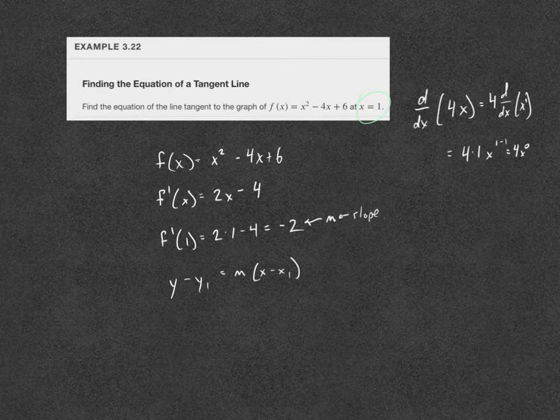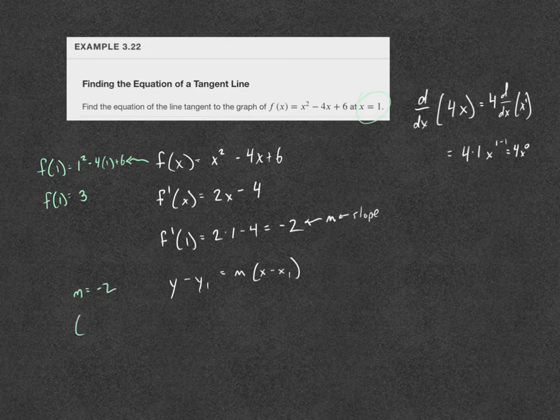If I substitute into a function, a regular f function, that spits out y-coordinates. If I substitute into a derivative, that spits out slopes. Big difference there. So off to the left here, I want to know what is f of 1. That's going to give me my y-coordinate. F of 1 is 1 squared minus 4 times 1, add 6. So what are we going to get there? 1 minus 4 is negative 3, add 6 is positive 3. That is the y-coordinate. So I have an m, a slope, negative 2, and a coordinate 1, 3.